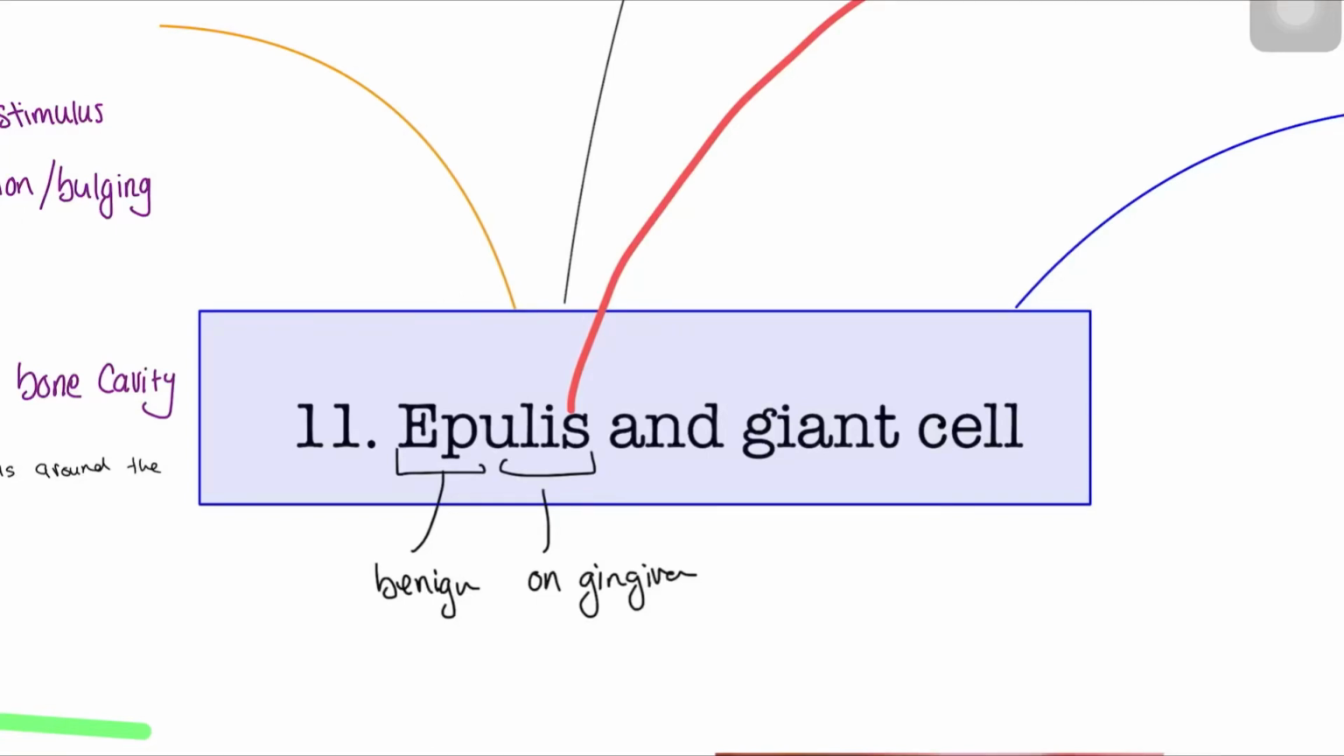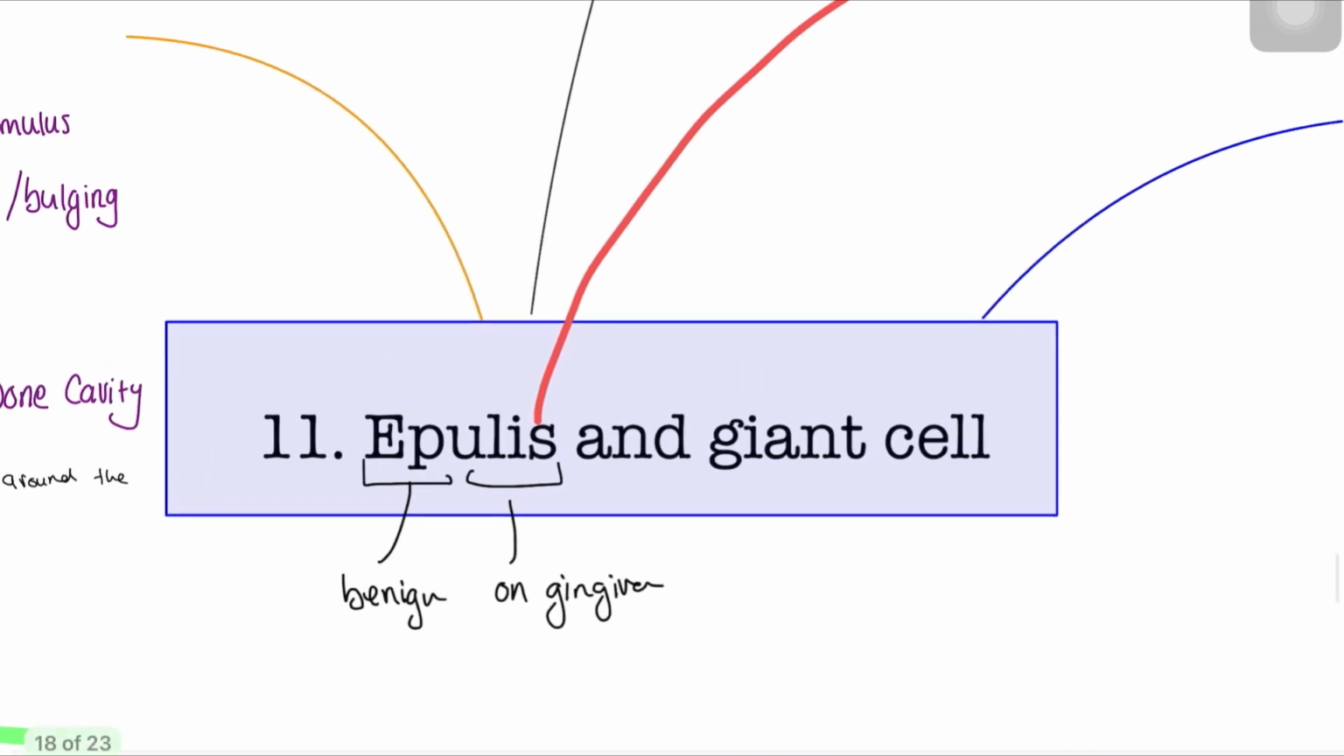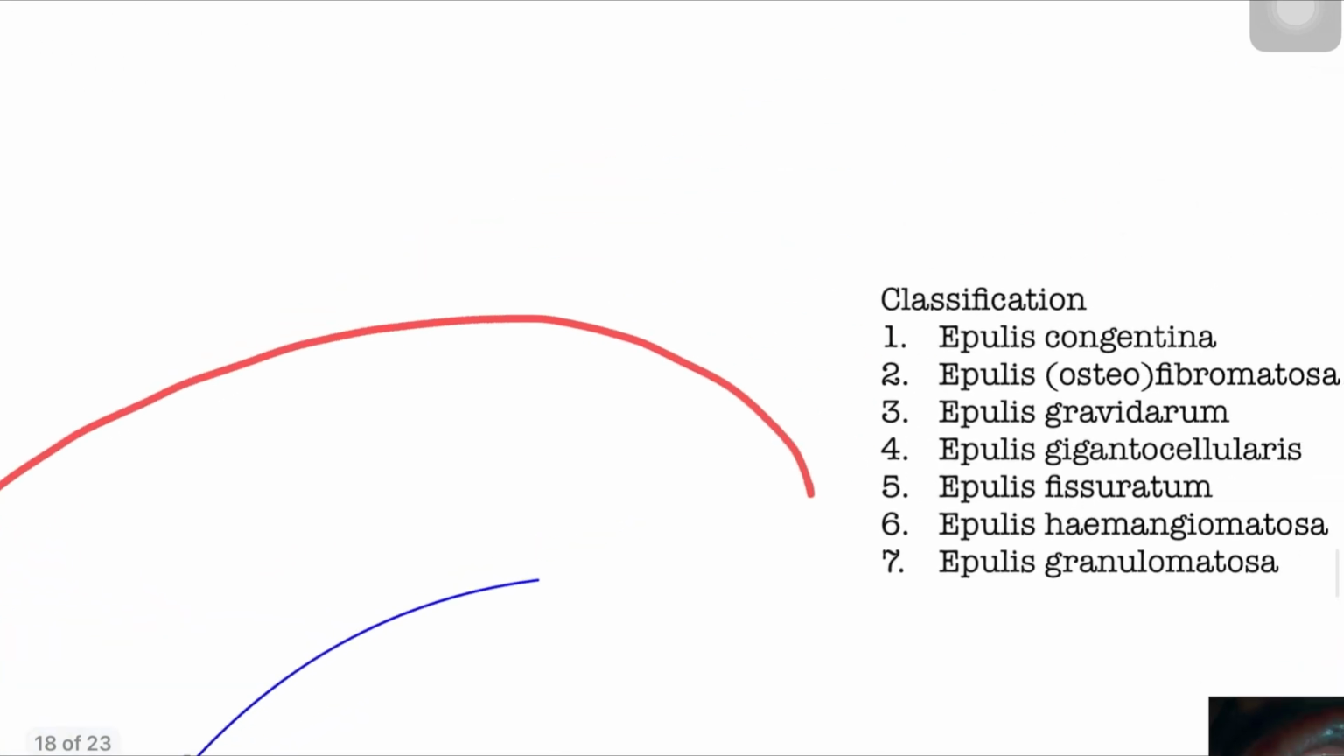Today I'm going to talk about epulis and giant cells. First, part one will be about epulis and giant cell will be part two. So epulis, in Latin, means benign on the gingiva. So a rise of something benign on the gingiva, okay?